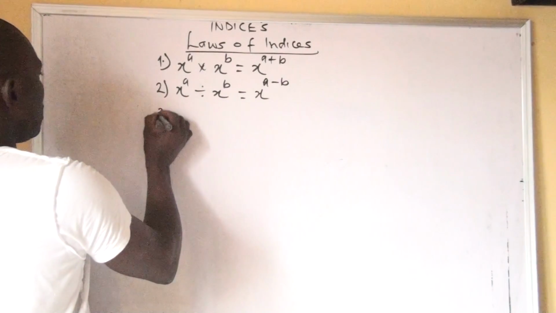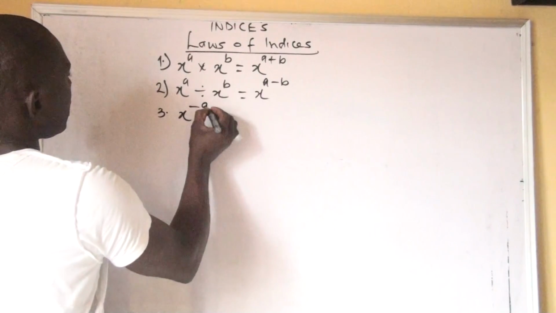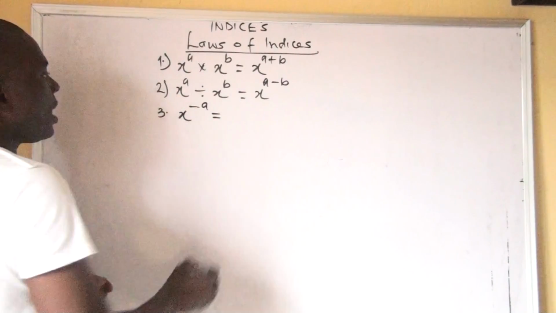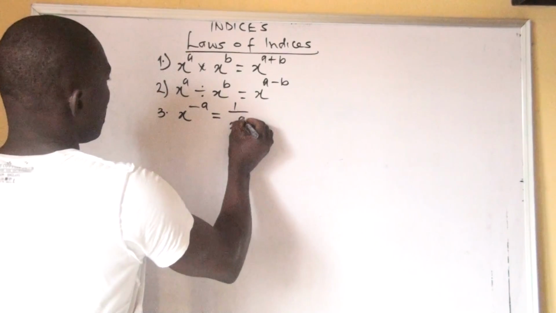Number 3, if we have x raised to power minus a, this negative index simply means it's 1 all over x raised to power a.